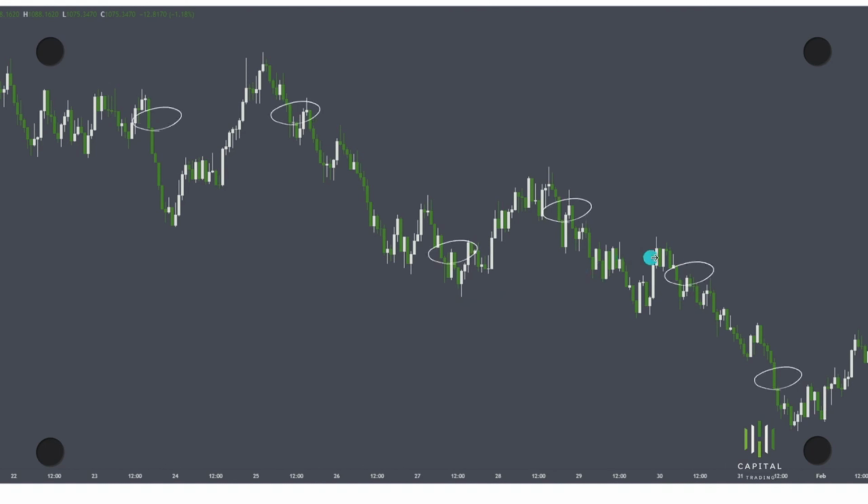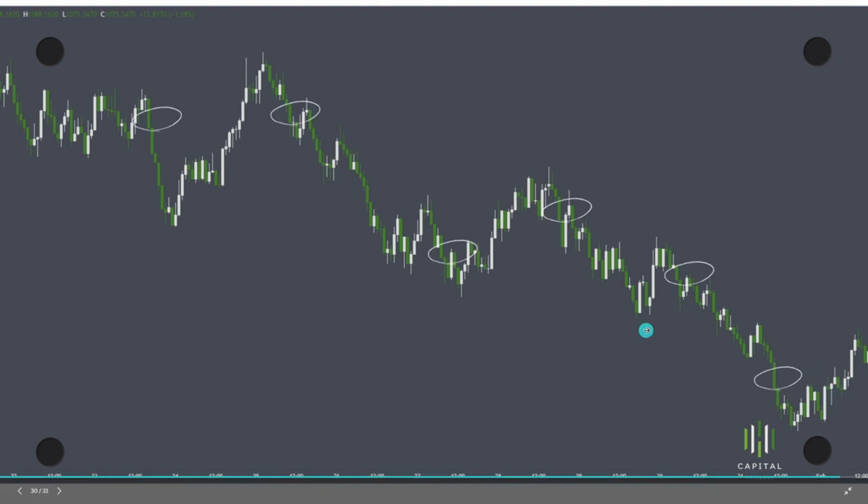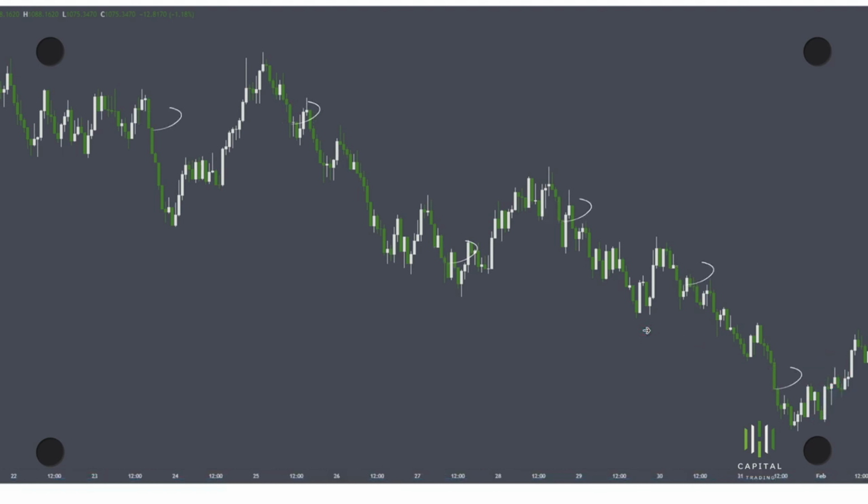And then we have a similar scenario here. They came, then they found resistance on the midpoint or 50% of the range of this gap, and then continued on the downside. We have this here. The price remembered that there is a gap here, and then they came to fill it up.